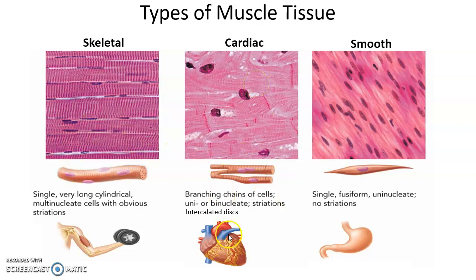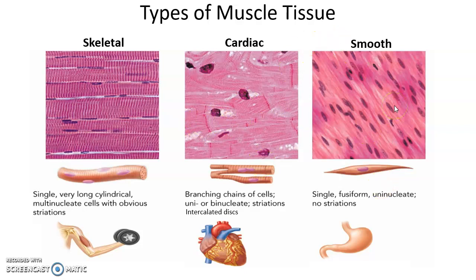Cardiac muscle tissue is found exclusively in the heart. These cells are much shorter than skeletal muscle cells. They branch, and they tend to only have one nucleus per cell. However, like skeletal muscle tissue, they do have that banding pattern, that dark light pattern running along their cells. They are involuntarily controlled. We don't have to think about making our heart beat. And between cells are thick protein structures called intercalated discs, connecting the cells to each other.